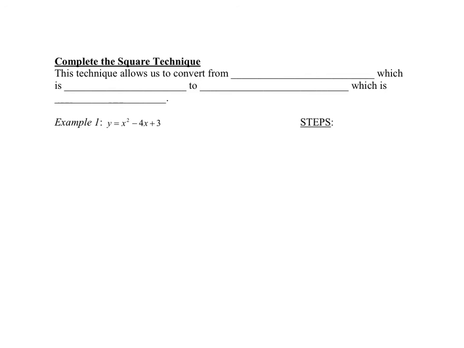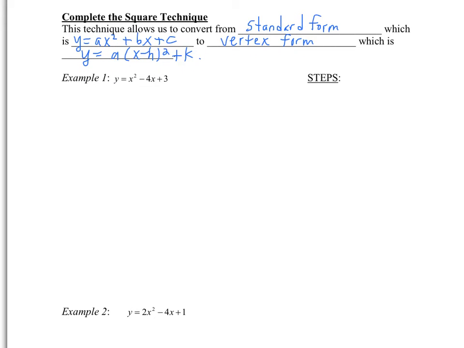Okay, next we're going to look at a technique called completing the square. Now, this is a technique that's going to allow us to convert from standard form, which, if you recall from a few moments ago, is y equals ax squared plus bx plus c, to what we call vertex form, which we said is y equals a times x minus h quantity squared plus k. Alright, so again, you saw this last year, so this is not completely new, but we will still go through the steps.